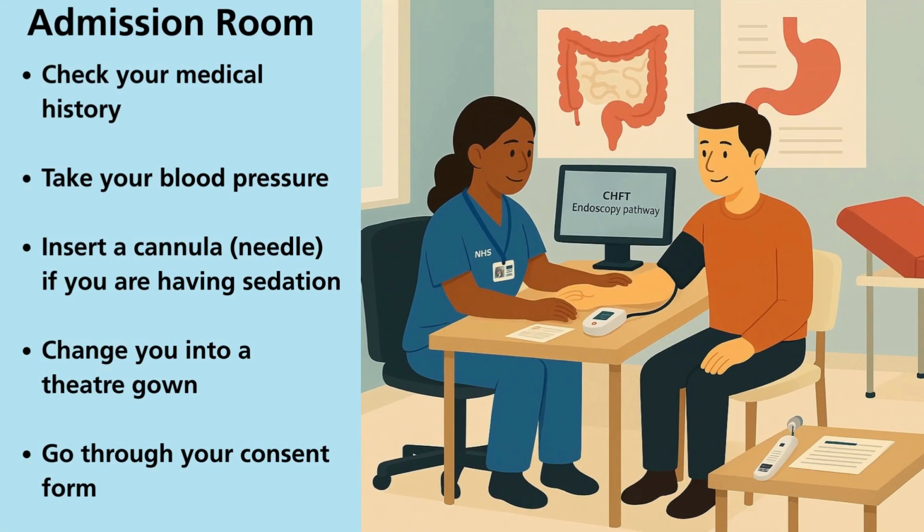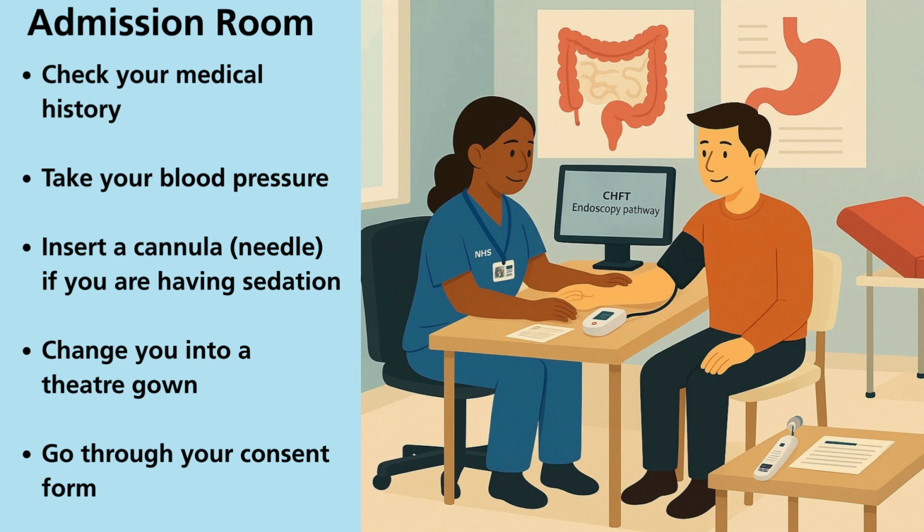From the main reception area, a member of the nursing team will collect you and take you to an admission room. Here, they will ask you to confirm your name, date of birth, and the first line of your address. In here, the nurse will check your pre-assessment form and your medical history and will also check your blood pressure, heart rate, oxygen levels, and your temperature.